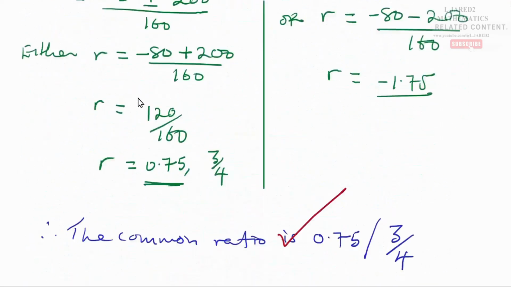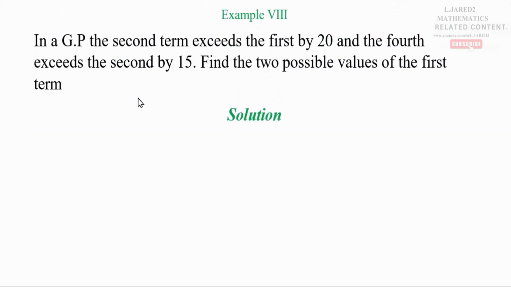We can now go to example 8. It reads, in a GP, the second term exceeds the first by 20 and the fourth exceeds the second by 15. Find the two possible values of the first term. So in our solution, let us begin by internalizing the question step by step.